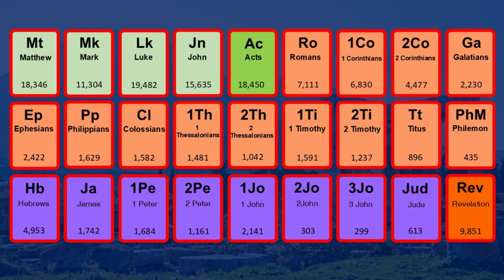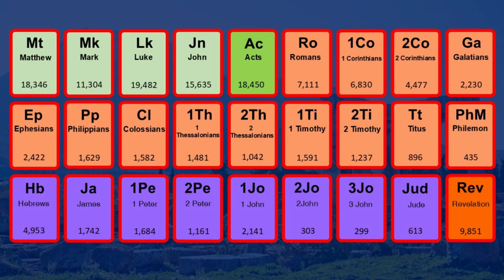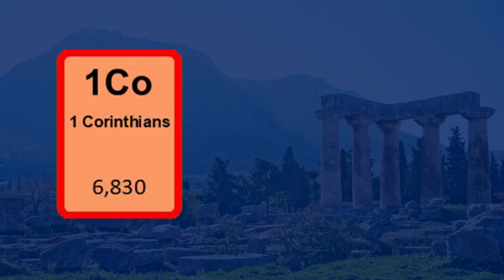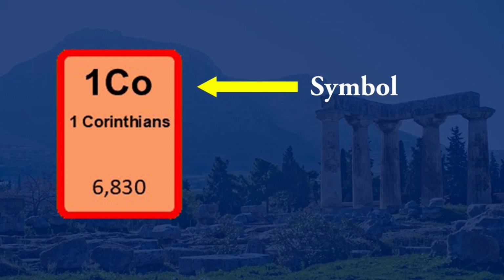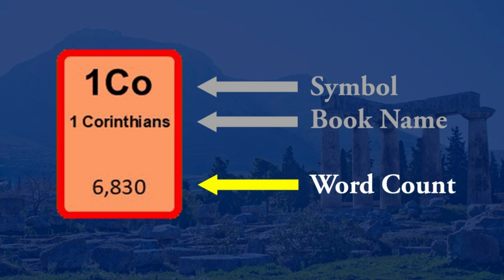This is the New Testament periodic table. Yes, there is a whole Bible periodic table. But we're focusing on the New Testament. Each element is a book of the New Testament. It contains the book symbol, the name of the book, and the word count.